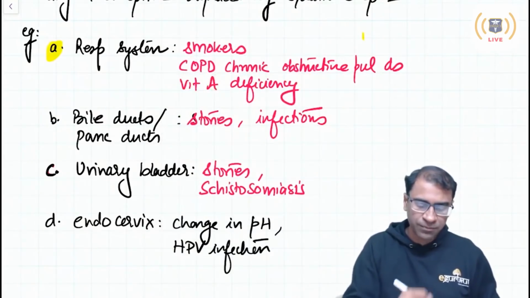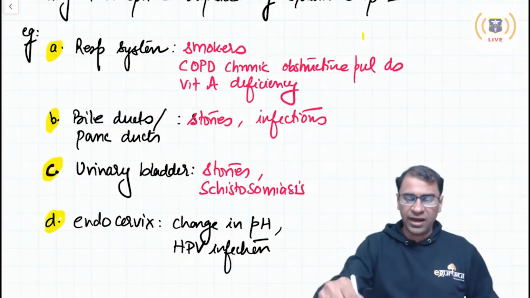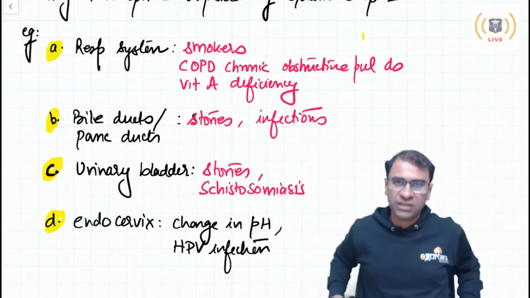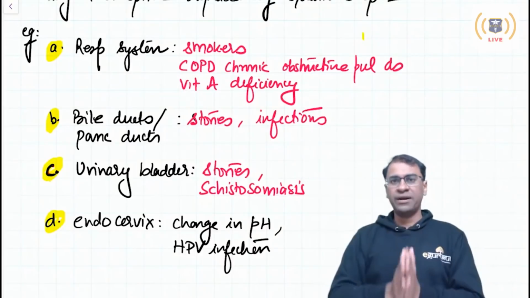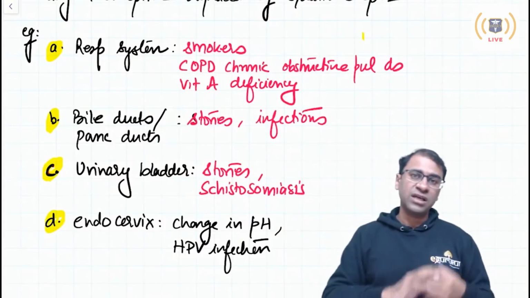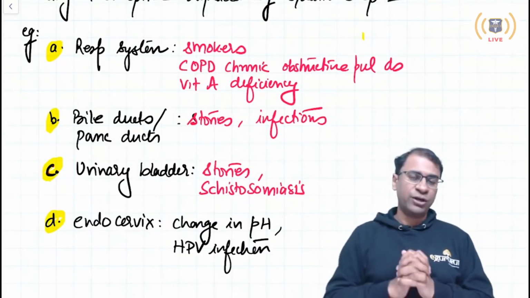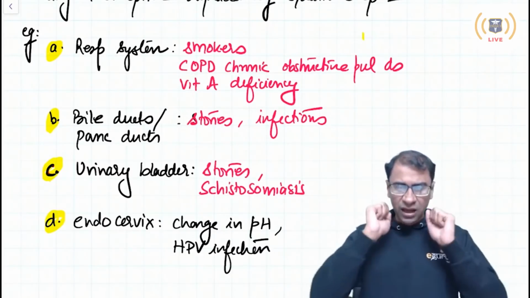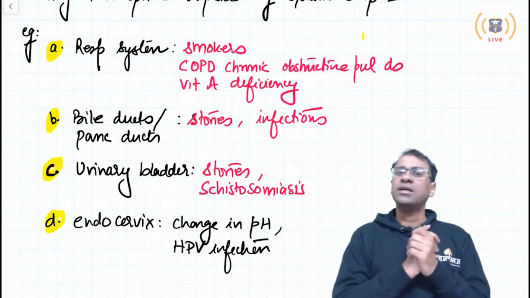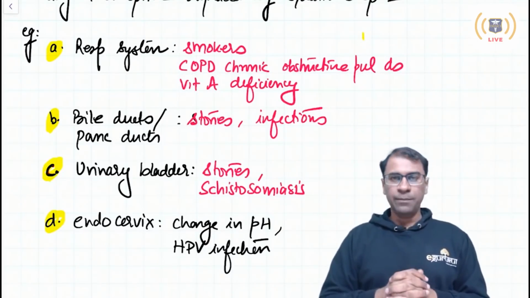So these are the examples: respiratory system, bile duct, pancreatic duct, bladder, and the endocervix. All of these have different types of epithelium, but whenever the changes occur, they change to one common type, and that common type is squamous epithelium. Therefore these come under squamous metaplasia. Any other epithelium changing to squamous epithelium is called squamous metaplasia.